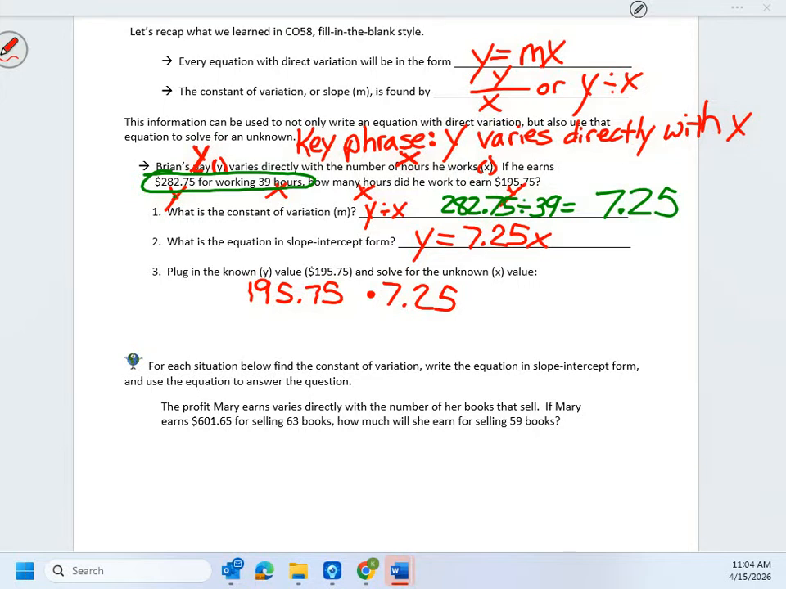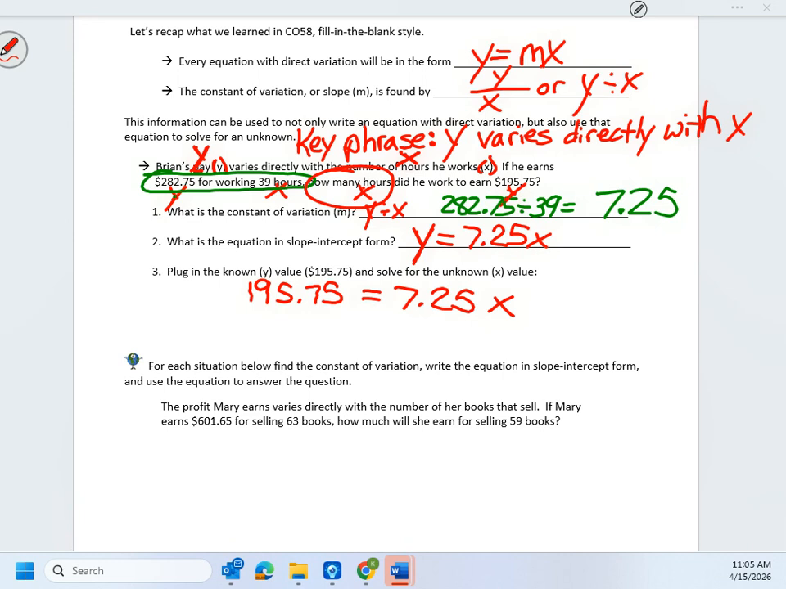So we are going to start with $195.75 because that's my Y. And I start with my Y. Y equals what, Joe? 7.25. And the X is my question. How many hours? So I'm solving for X. You solve for the unknown. So how do I solve that? How do I solve for X, Gavin?